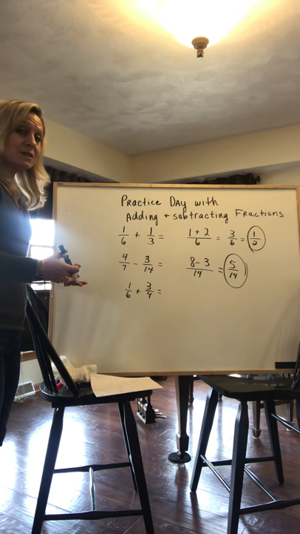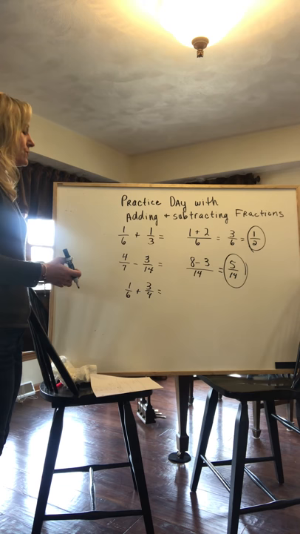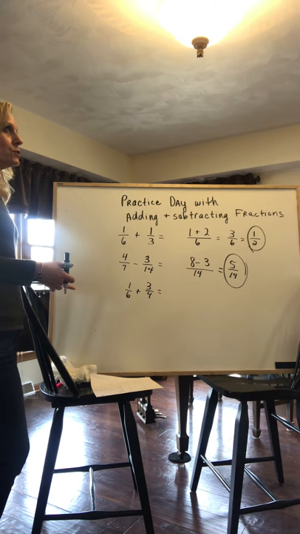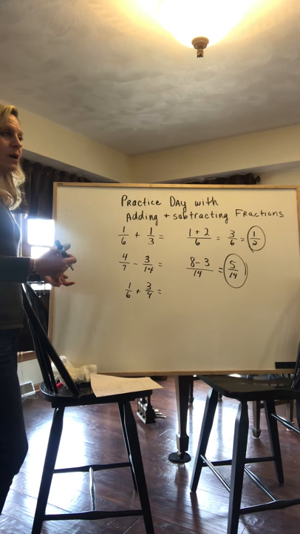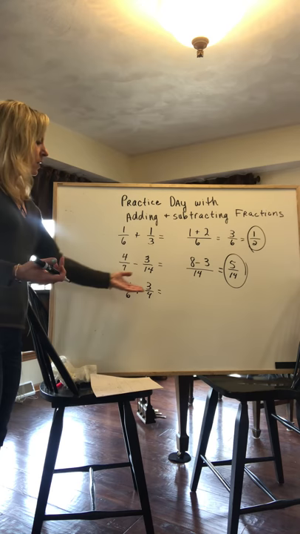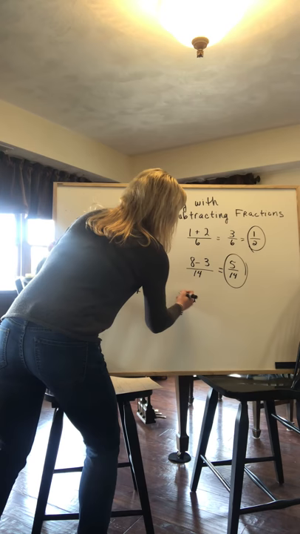So 24 is true, but is there something smaller? Well, we know it's not 6 because 4 doesn't go into 6. So what would be the next thing? What if I multiply 6 by 2? If I multiply 6 by 2, I get 12. Does 4 go into 12 evenly? Yes, it does. So that has to be the next possible answer, because I know it's not 6. What is 6 times 2? It's 12, and 4 does go into 12. So I found my lowest common denominator, and I still proceed like I did in the first two examples.